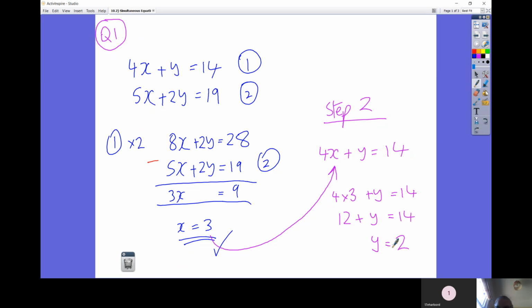Now, I think you said y is 14 in your answer, so you've kind of ignored this bit at the beginning. You've just said y equals 14. You've got to remember that it's 4 lots of x added together with y that gives us 14. So that's 4 lots of 3, which is 12. 12 added together with y equals 14. So that's y equals 2. So that was question number 1.